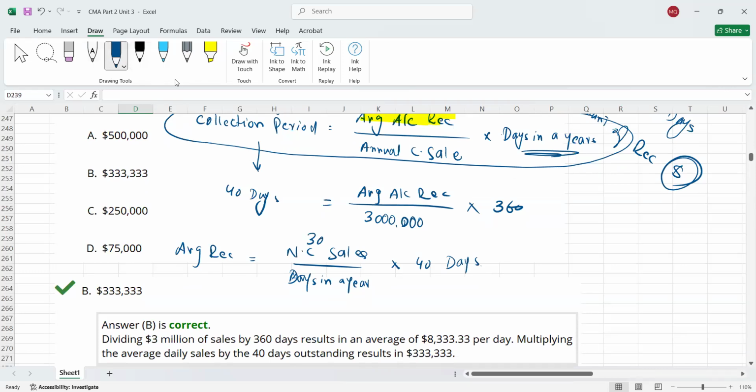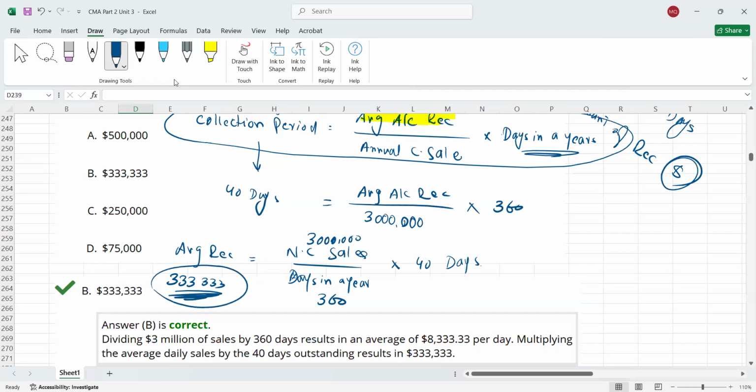So 3 million divided by days in a year, how much? 360. Multiply by 40 days. Just try first and then I'll show you one thing more. This is going to be $333,333. This is the answer.